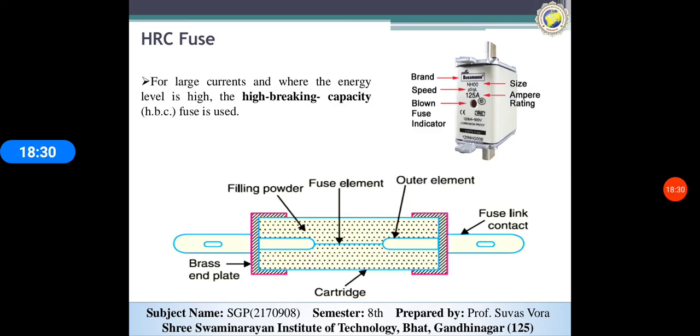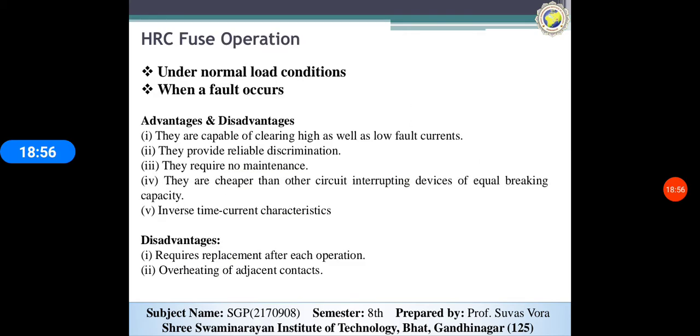Yes, this is the fuse element. When a fault occurs, a high current passes through the fuse, and the temperature of the inner part of the fuse is heated. The outer part is vaporized, and with this vaporization the fuse element starts to melt. So what are the advantages of the fuse? They are capable of clearing high as well as low fault current. They are easy to remove and easily available in the market.